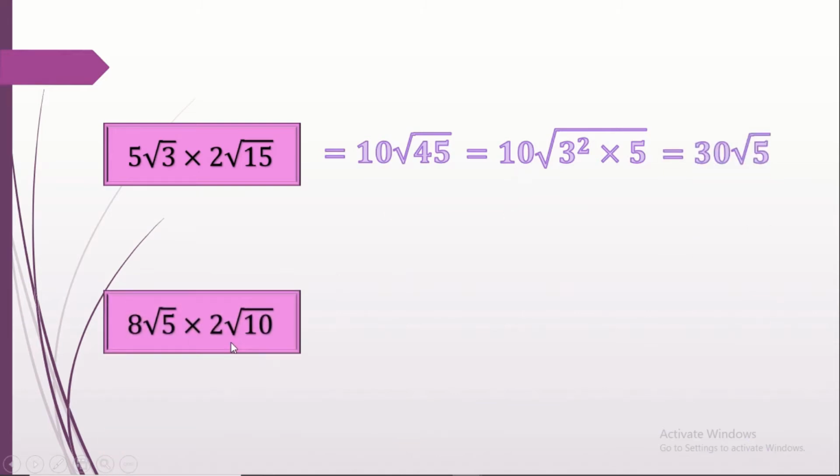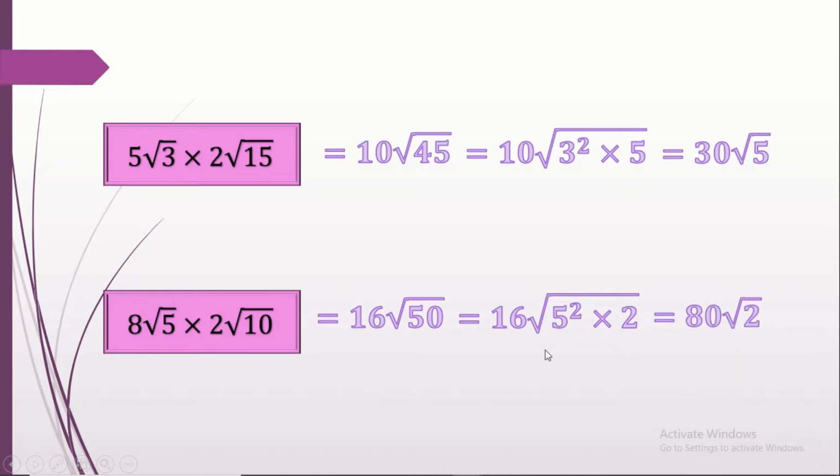Another example, here 8 radical 5 times 2 radical 10. We multiply 8 times 2, 16. Radical 5 times 10, which is 50. You know we can write 50 as 25, which is 5 squared, times 2. Now 5 we can write it outside the radical. 5 times 16 is 80, so it's equal to 80 radical 2.